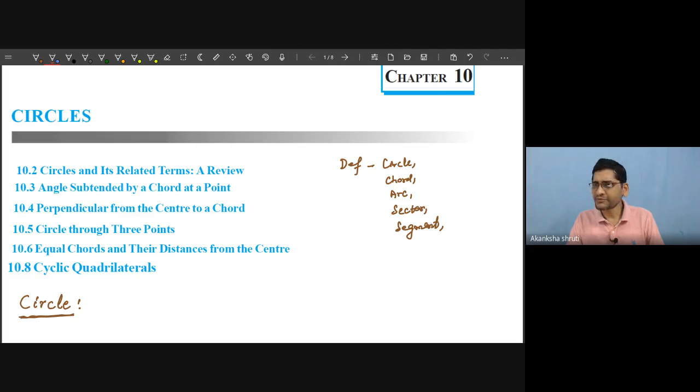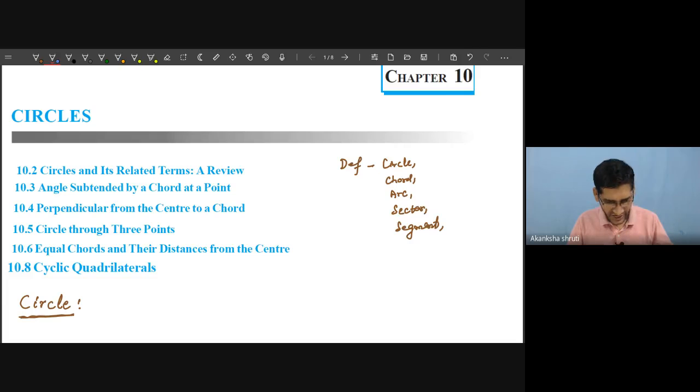Then we have to learn about drawing the perpendicular from center of a circle to a chord. In next topic, we will learn about how many circles can pass through 1 point, 2 points and 3 points. Then we have to learn about drawing chords at equal distance from the center. So it is a property of the chord and center. And lastly, we have to learn about the cyclic quadrilateral.